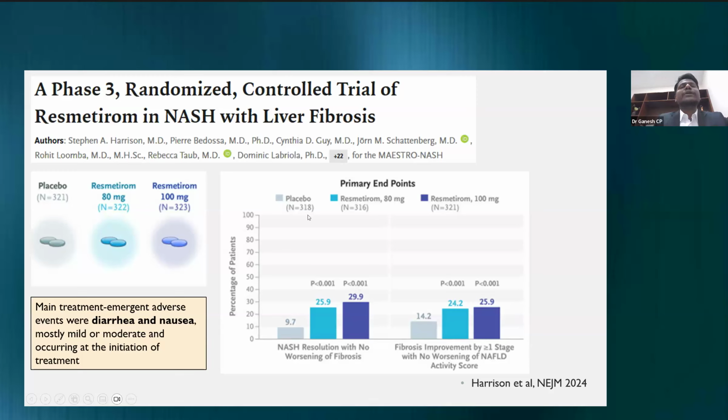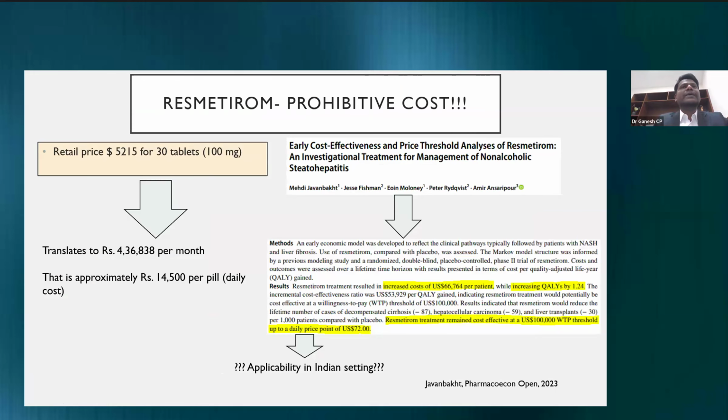So the drug showed improvement in steatohepatitis. There was significant improvement in steatohepatitis and also significant reduction in fibrosis by more than one stage. As I said previously, vitamin E, saroglitazone, pioglitazone, they have shown improvement in the steatohepatitis, but there was no improvement with fibrosis. But this is the first drug to show improvement with the fibrosis. Because of this, the drug has been approved by the FDA.